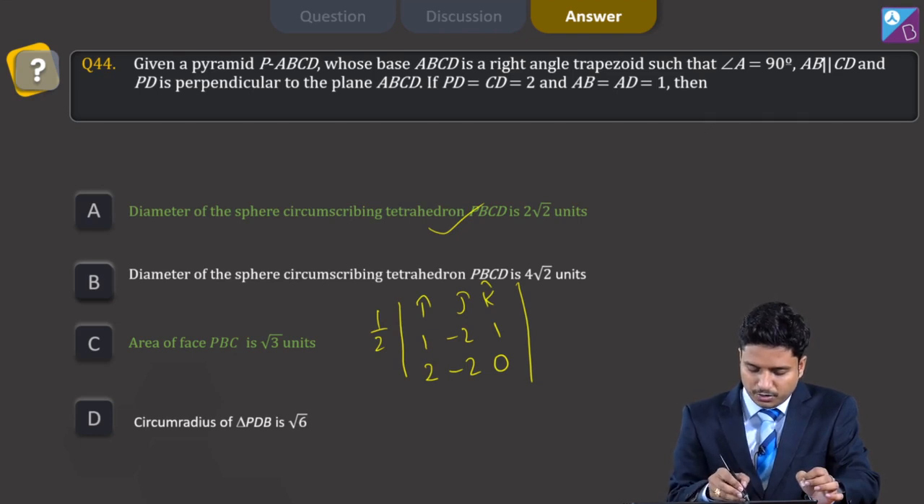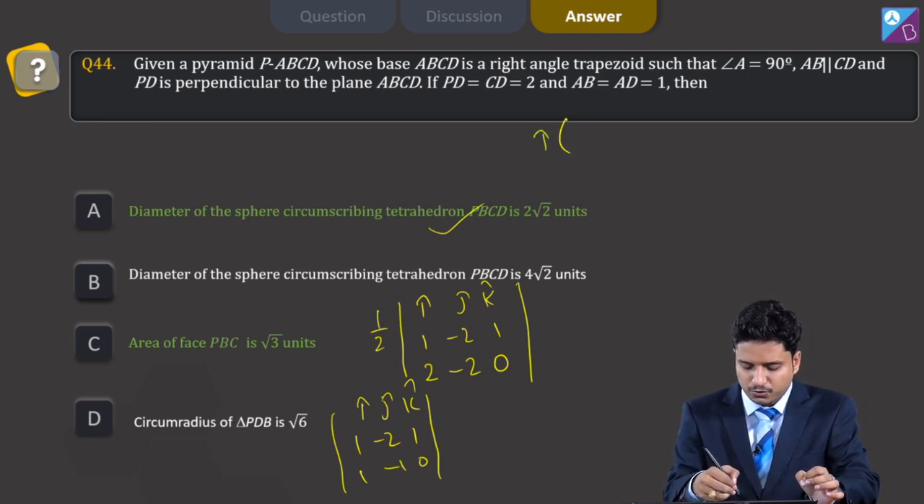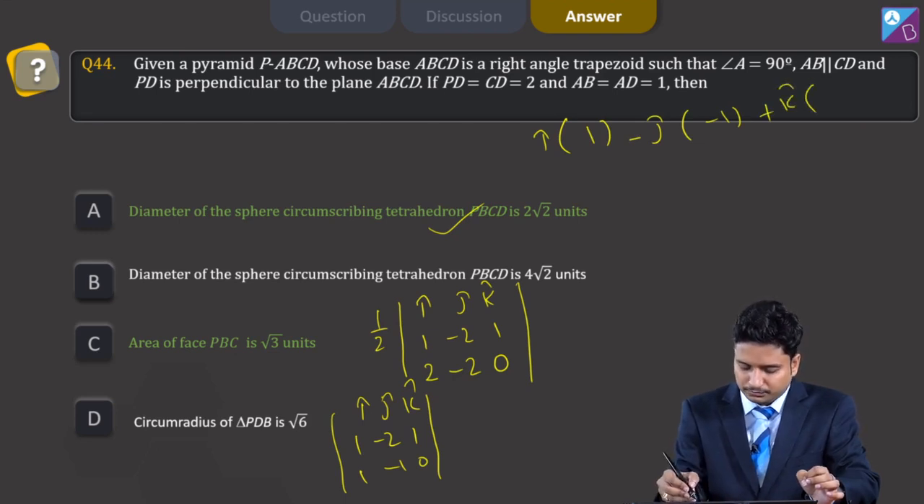So it is equal to the determinant with i, j, k, (1, minus 2, 1) and (1, minus 1, 0). So the area can be calculated as i into minus 2 into 0 plus 1, minus j, so 1 into 0 minus 1, and plus k, that is minus 1 plus 2. So this is i minus j plus k, and its magnitude is obviously equal to root 3. So this option is also correct.